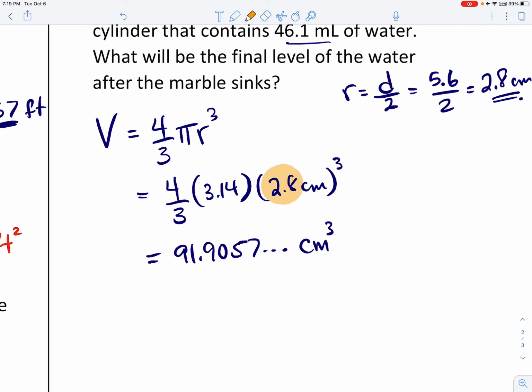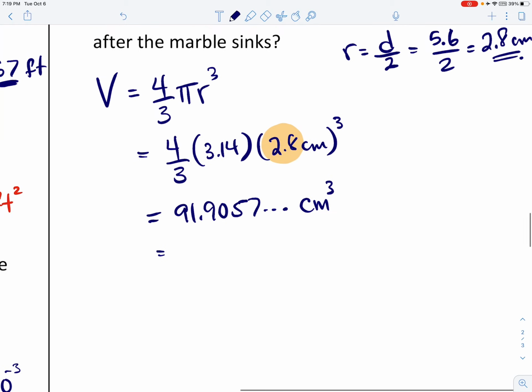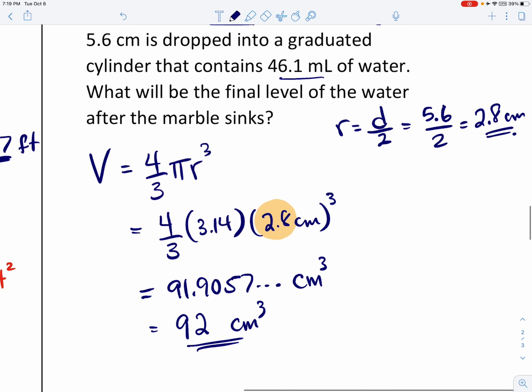Now, how many digits should we keep? 2.8 has only 2 significant digits. This is multiplication, so we should round it off to 2 significant digits. We're going to call it 92 cubic centimeters.